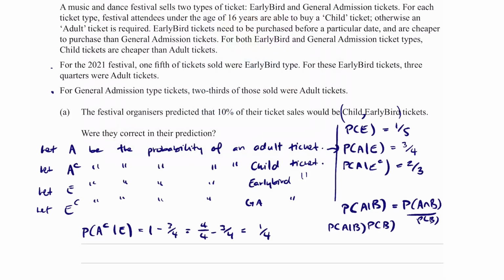Now, applying the conditional probability formula down here, we know that the probability of AC intersect E, which is what we actually wanted to calculate, because we want to know child early bird tickets, not child given early bird tickets, is going to be the same as multiplying 1/4 with the probability of having an early bird ticket, which is 1/5. So we've got 1/4 multiplied by 1/5. This is the same as 1/20. This is equal to 0.05. They told us that the probability should be 10%. So this is not equal to 0.1. Therefore, they made an incorrect prediction.